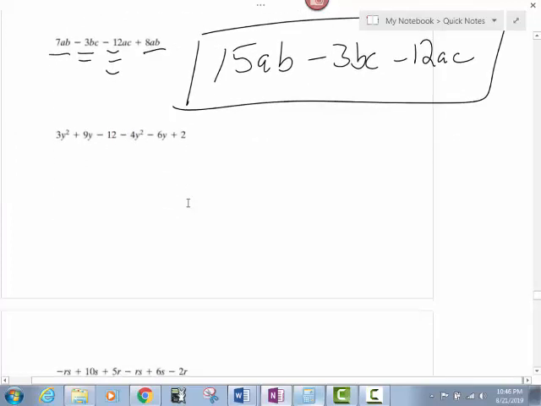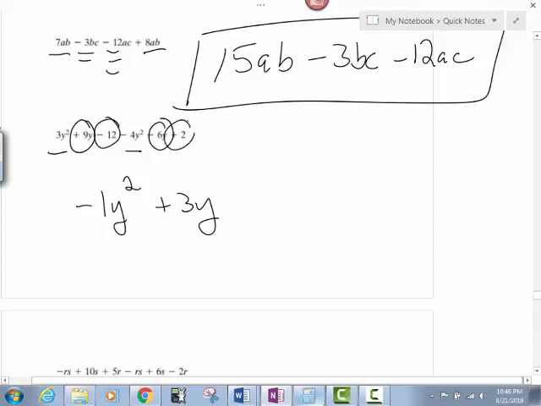All right. So now let's take a look at the next one here. Let's see, we got 3y squared minus 4y squared gives me a negative 1y squared. We have a 9y and a minus 6y. So 9 minus 6 is positive 3. A minus 12 and a positive 2. So if I owed you $12 and I only gave you 2, I still owe you 10.